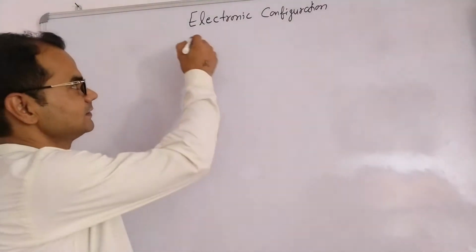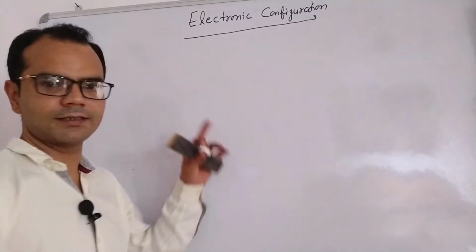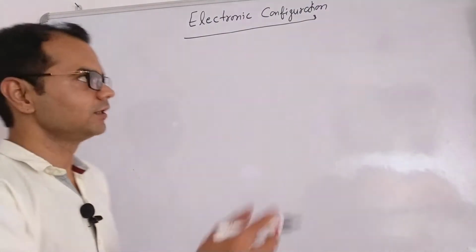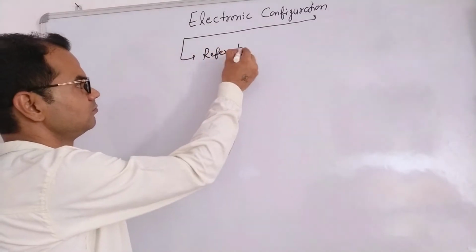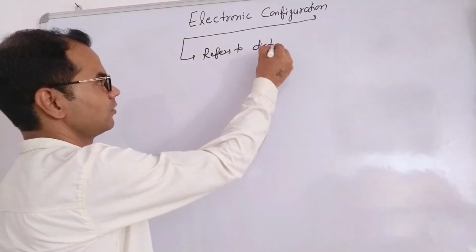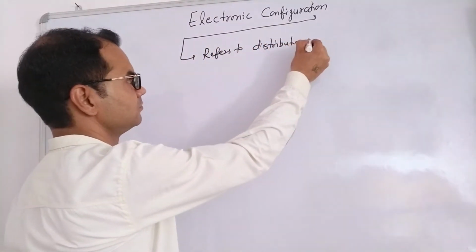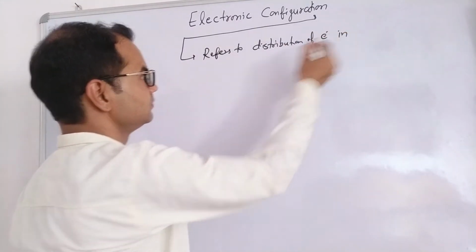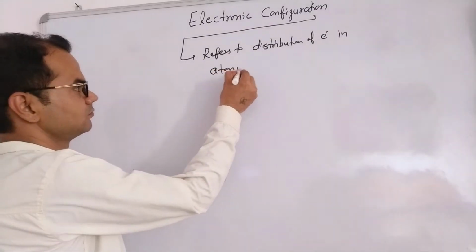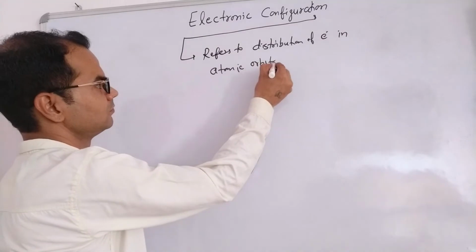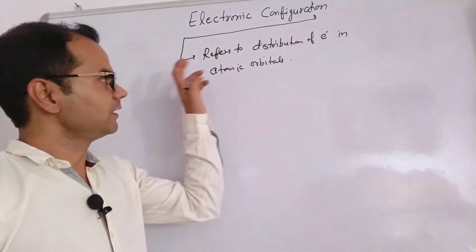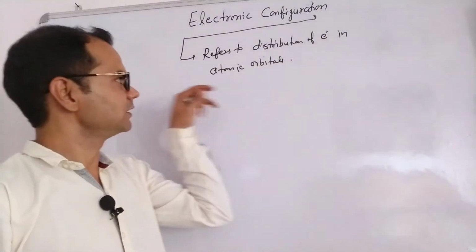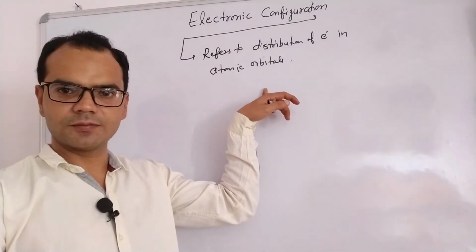So what is this electronic configuration? Electronic configuration refers to distribution of electrons in atomic orbitals. It refers to distribution of electrons in atomic orbitals.